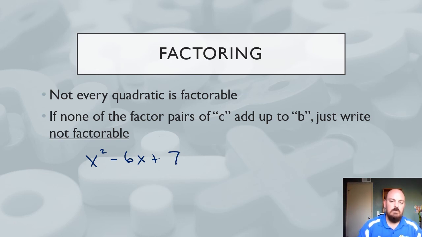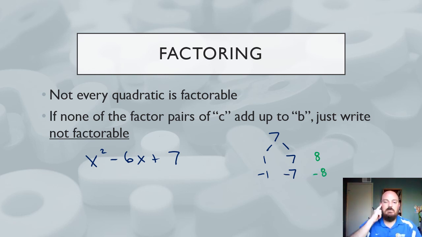So you go, okay, I'm going to do the same thing. I'm going to take my positive 7, and I'm going to make a factor list. 7 could be 1 times 7, or -1 times -7. And that's it. Those are the only factors of 7. So you go, well, let's see what they add up to. 1 plus 7 is 8. -1 plus, oops, that's supposed to be a -7. -1 plus -7 is -8. And you go, wait a minute, I'm looking for ones that add up to -6. None of them do. That's because this one right here is not factorable.